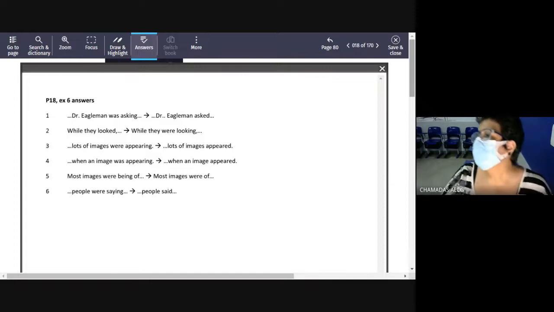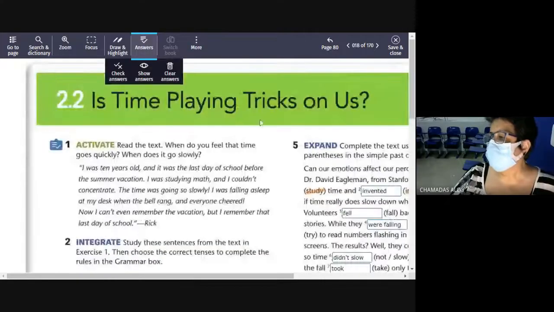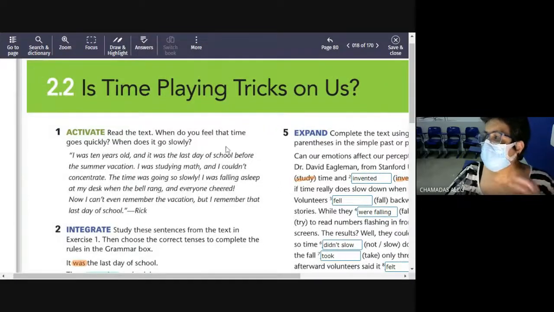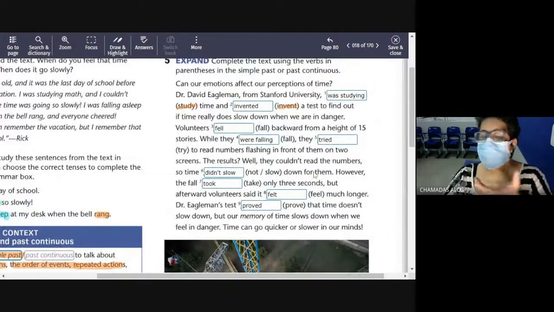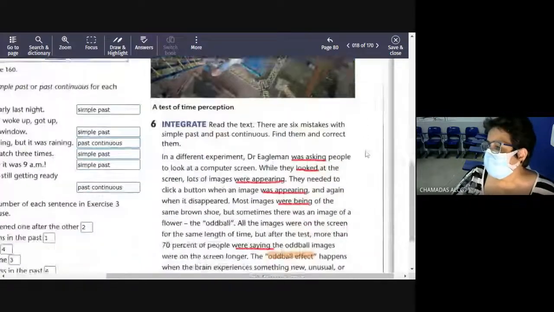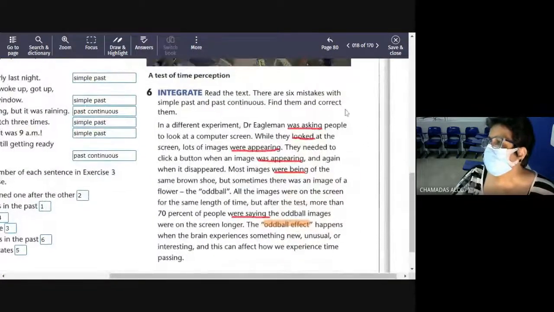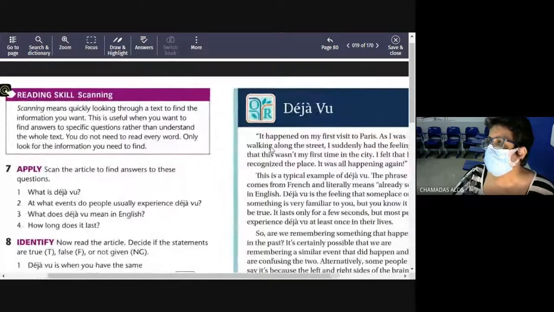All right? Okay, people. Can I close? Yes. All right. Okay. So there is a reason to use simple past and past continuous. Okay? All right. Here we go. So now we can move on to the next part.